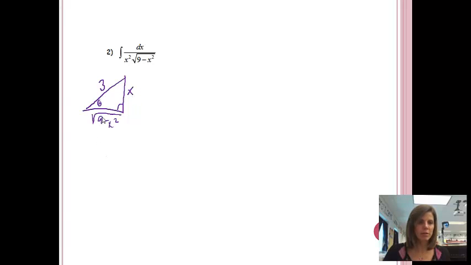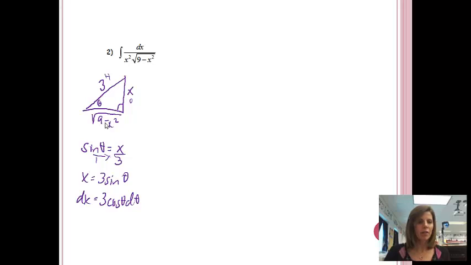Okay, so setting up the triangle, I'm going to start with the x first. I'm going to be using opposite and hypotenuse, so I'll be using the sine. So sine of theta is equal to x over 3. If I cross multiply, I'll get x equals 3 sine theta. So I've solved for x. Remember, I still need to find dx. So dx will be 3 cosine theta d theta.